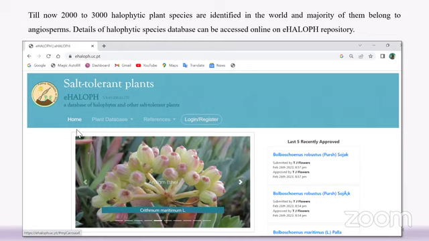This is the interface of the page available on the internet. So you can see that specific plants which are salt tolerant, or halophytes, are classified under the halophyte category. You can see pictures and other details in this page, in this interface.